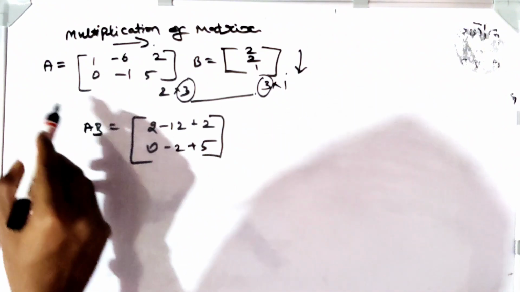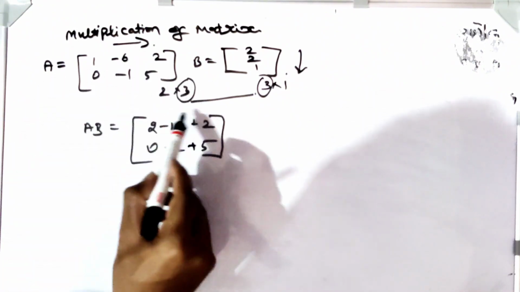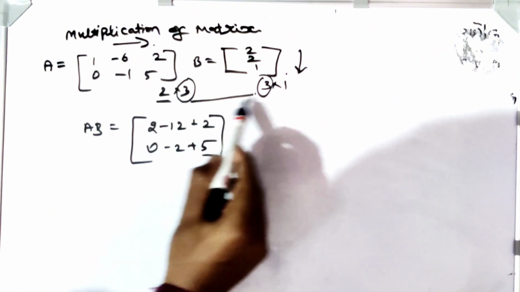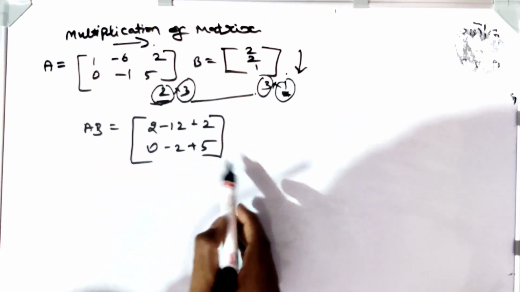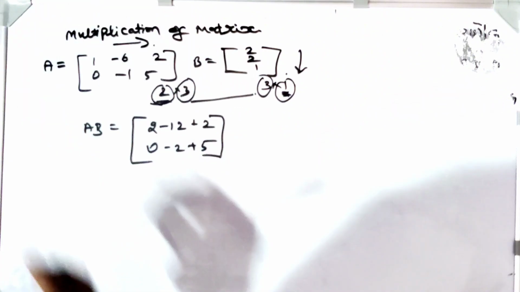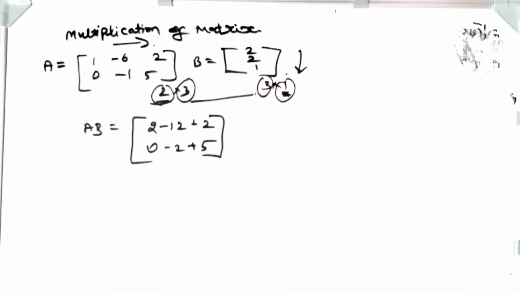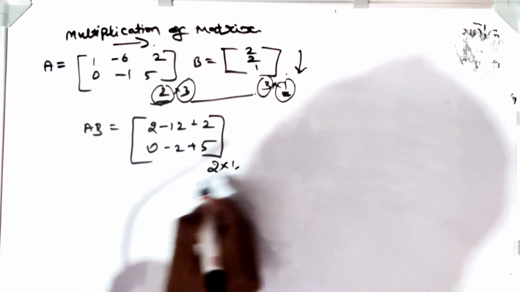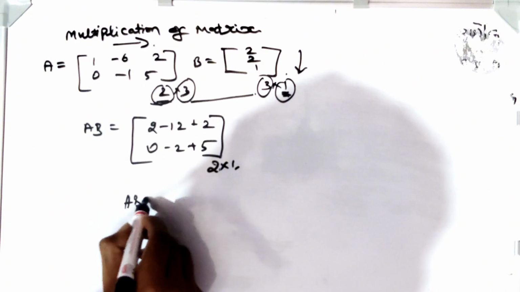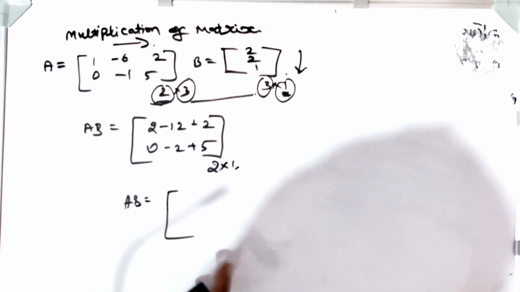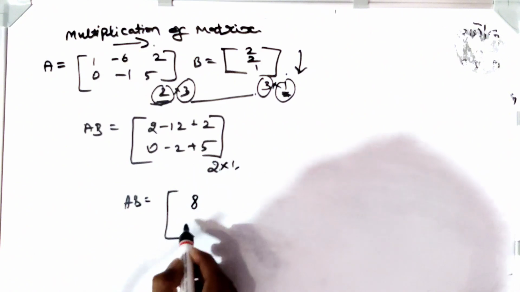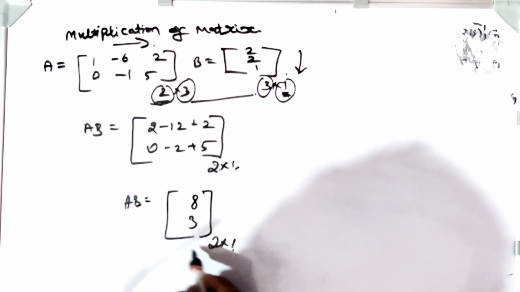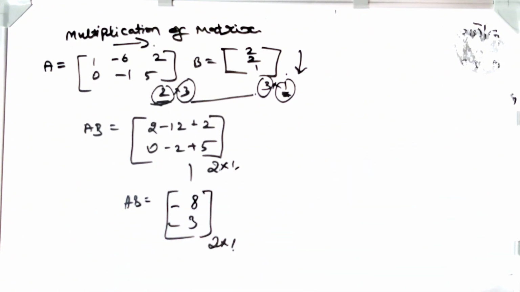So the resultant matrix A into B will always be a 2 cross 1 matrix. We will verify that. AB is equal to 2 minus 12 plus 2, which is minus 8, and 0 minus 2 plus 5, which is 3. This is a 2 cross 1 matrix, 2 rows and a single column.